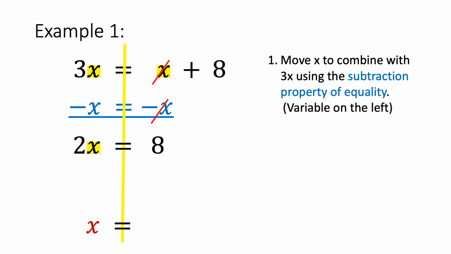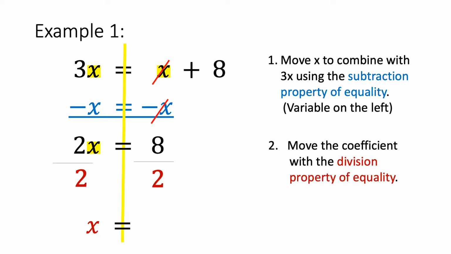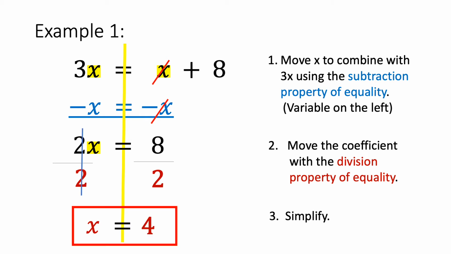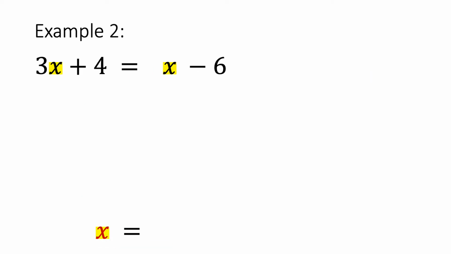Next, we want to remove the coefficient next to x so that we can isolate x. So we divide by the number next to the variable. 2x divided by 2 leaves us with x, and 8 divided by 2 is 4. So when we simplify, we get x equals 4. So first, we move the variables to the left using the subtraction property of equality. Then we solve for x.